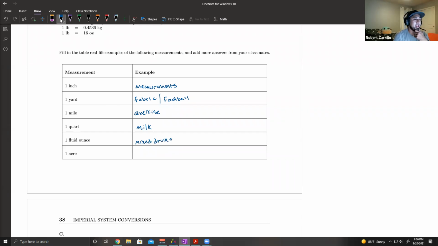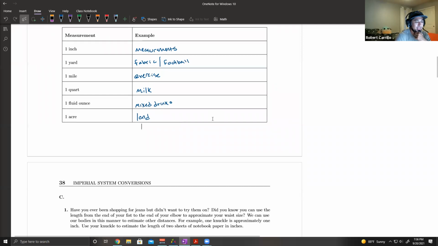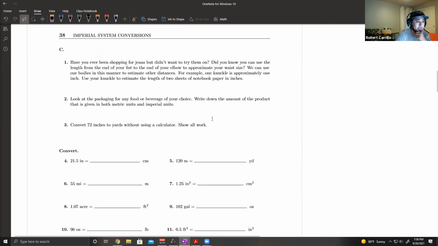And what about an acre? Land, which is hot right now. Buy land if you can, guys, because soon they'll put a target on it and you'll be rich. Okay, cool. All right, let's see what these are about.